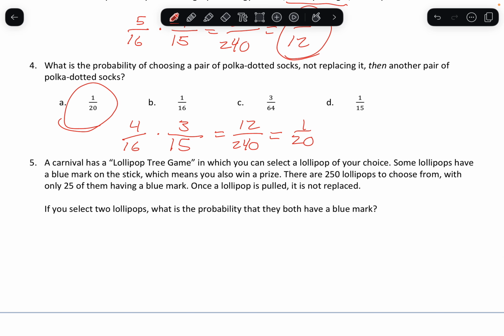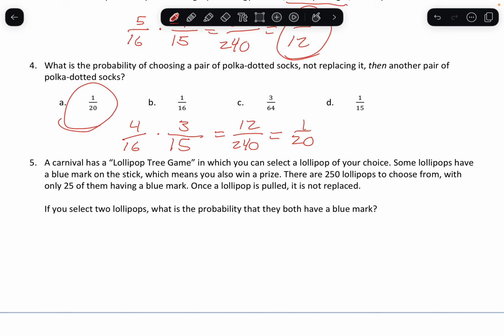All right, last thing here. A carnival has a lollipop tree game, which means you can select a lollipop of your choice. Some lollipops have a blue mark on the stick, which means you also win a prize. There are 250 lollipops to choose from, with only 25 of them having a blue mark. Once a lollipop is pulled, it is not replaced. If you select 2 lollipops, what is the probability that they both have a blue mark?